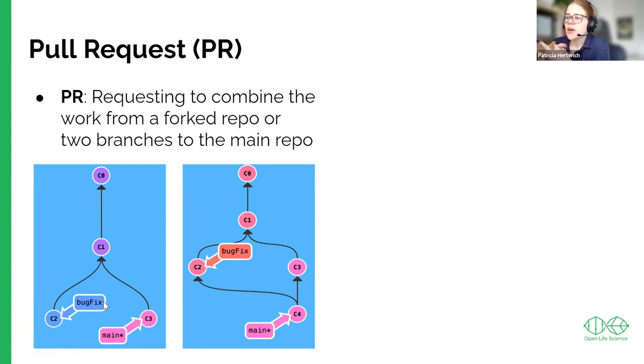A pull request is when you ask the main maintainer of the project to combine the work from a repository that you have either forked, or a branch if you have write access to that project, and ask them to integrate your changes into the main version of the project. The terminology is that you're asking the main maintainers to pull in your changes. So you're requesting that they pull from the work you've done into the main repository. That's where the term comes from.